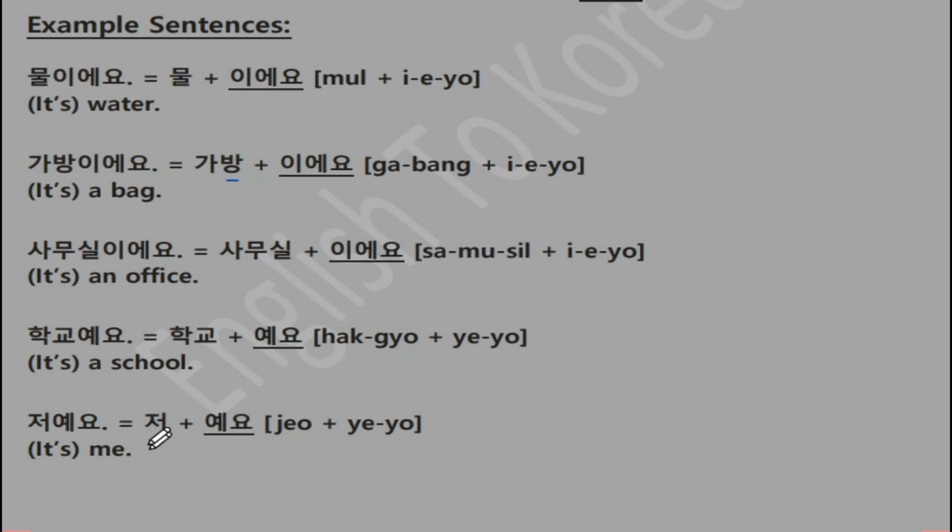It's me. Me means Joe. There is no consonant and this word ended in a vowel. We will use Yeyo. Joeyeyo. If there is a vowel, we will use Yeyo. And if there is a consonant in the end of the word, we will use EAO.